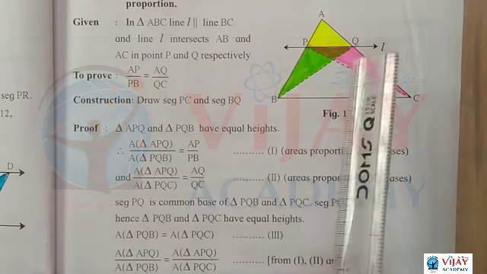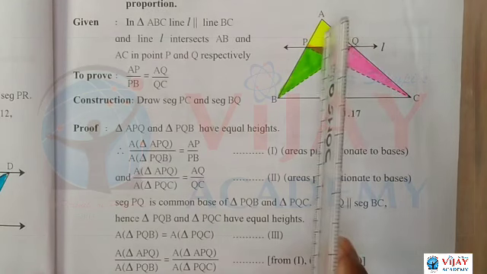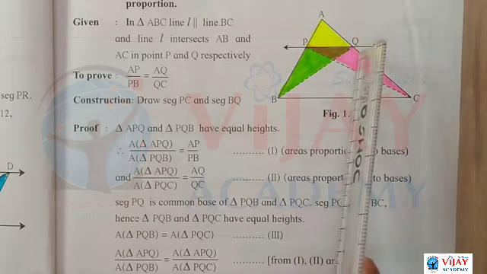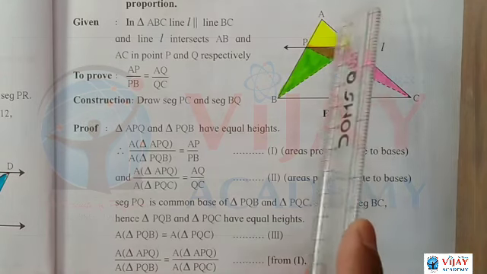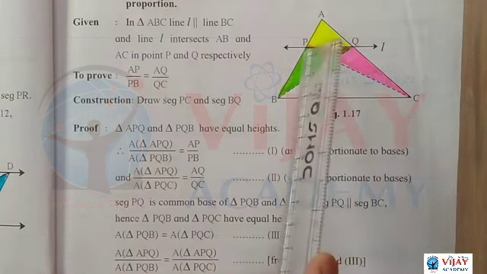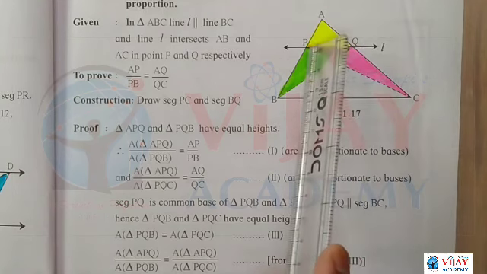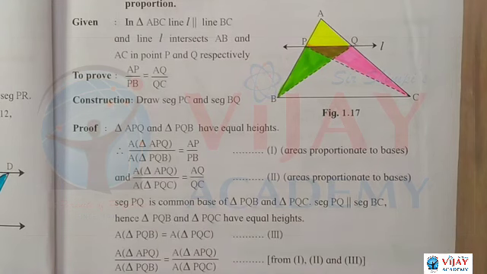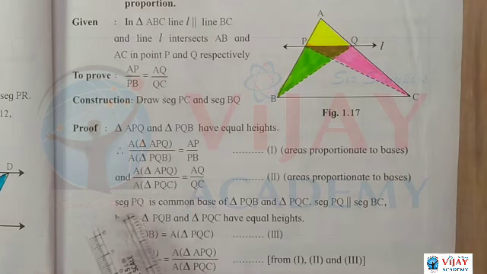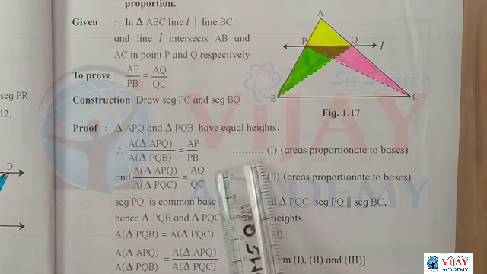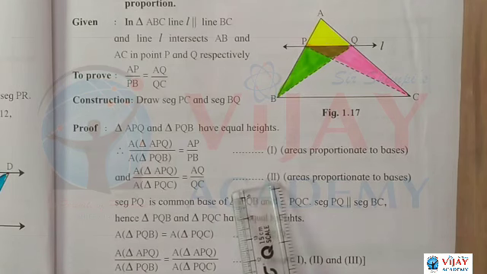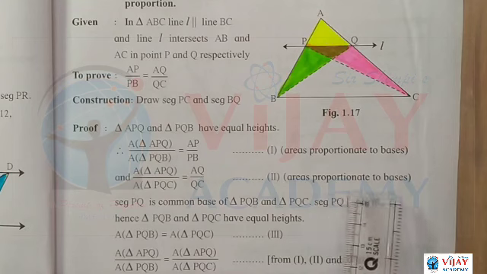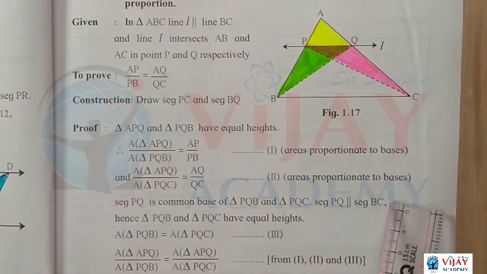This is the first equation. And take the other two triangles, yellow triangle and pink triangle. In triangle APQ and in triangle CPQ, P is the common vertex and A, Q, C are collinear. Therefore both the triangles have the same height and their area depends on their corresponding bases. So area of triangle APQ upon area of triangle PQC is equal to AQ upon QC. This is the second one, areas proportional to bases.